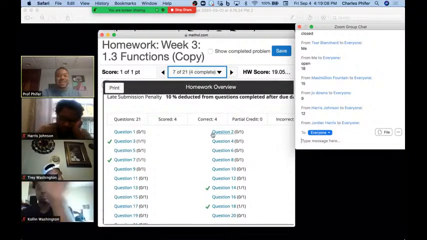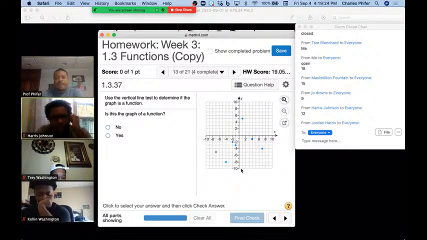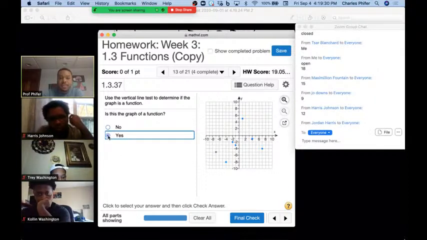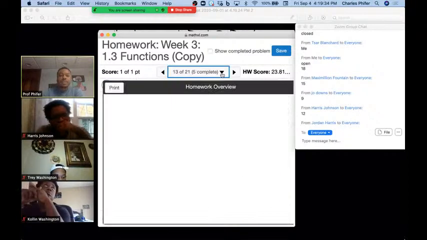Okay, that's all good. So let's go to question number 13. Now, we might have some repeats from today, from another day, but it's okay. Use the vertical line test. Let me see. Does this pass or fail the vertical line test? Pass. So is it a function, yes or no? Yes. Let's go yes, right? Awesome sauce.